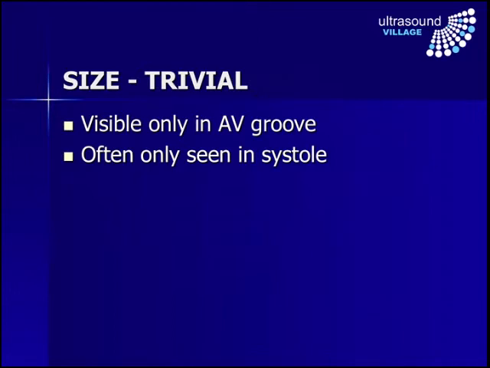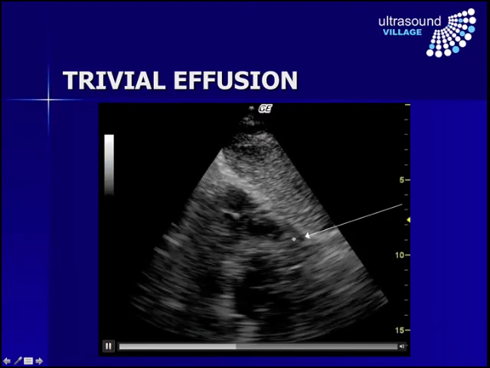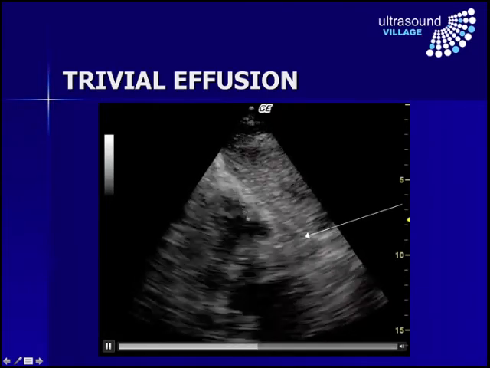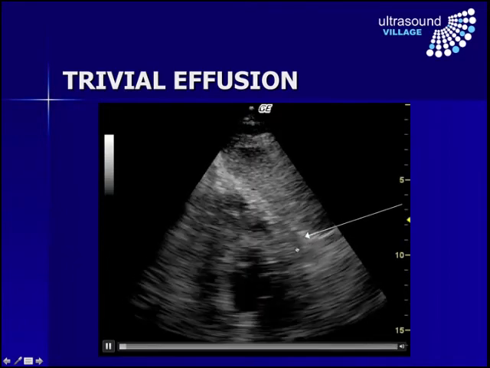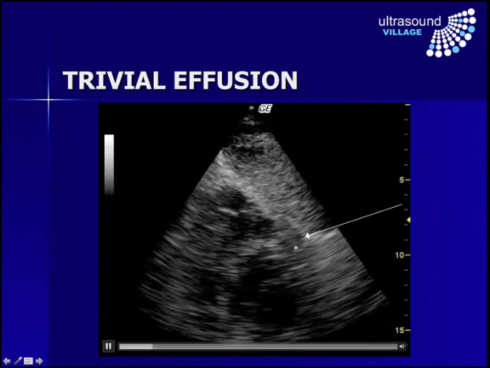Now when we talk about the size, this is generally categorized as trivial, small, medium, or large. A trivial effusion is visible only in the AV groove, and it's only seen during systole normally. And this is the normal pericardial fluid. Here we have a subcostal short axis view, and where the arrow is pointing, here we have the liver, we have the left ventricle in a short axis view, the right ventricle triangular, and there's a tiny bit of fluid sitting here in the AV groove, and that's the normal pericardial fluid.